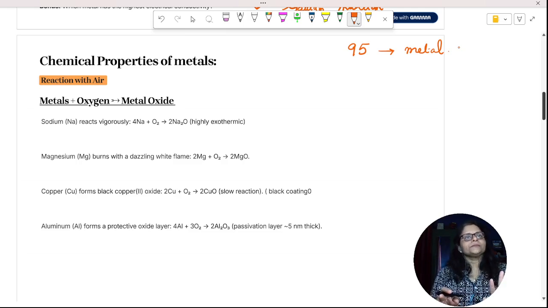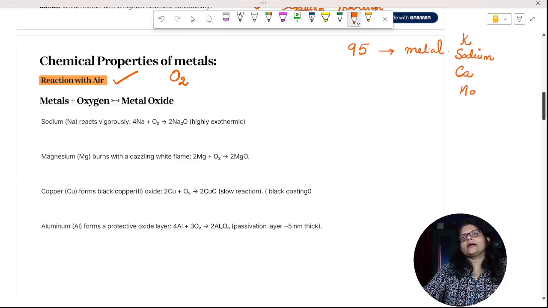Okay, so first, what are the chemical properties of matter? The first property we are going to learn about is reactions with air or oxygen. If I pick one component of air, how are metals going to react in air? The first metal we are taking is sodium. Sodium is there, potassium is there, calcium, magnesium, aluminium, then what?